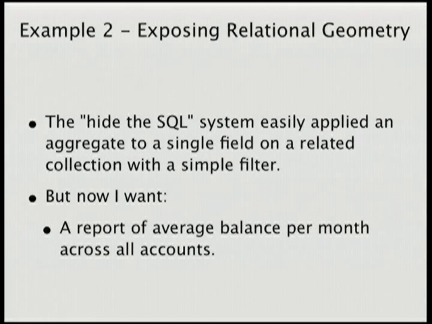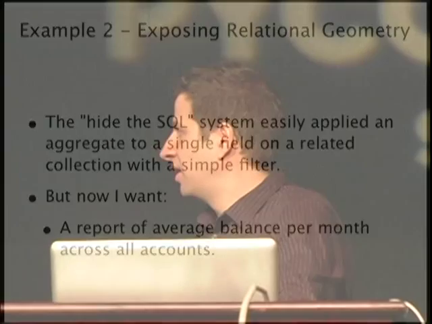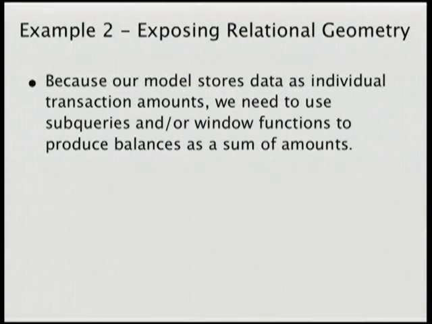So suppose I want a report of the average balance per month across all accounts. Because our model stores the financial transactions as individual amounts, we need some way to roll them up into balances, and such that we can distinguish among temporal data. We need to group them into balance per month. So we probably need to use subqueries or window functions to produce the balances as a sum of amounts. This is assuming we're trying to ask the database just one question, as Brandon said.